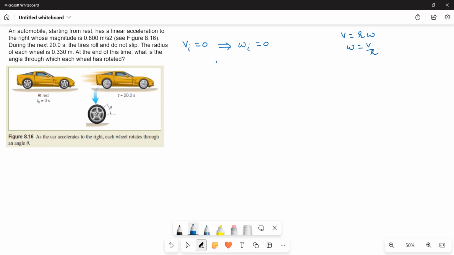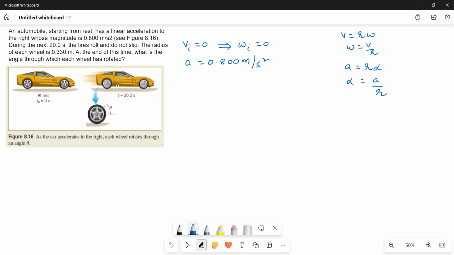The automobile has a linear acceleration to the right whose magnitude is 0.8 meters per second squared. So linear acceleration a is given as 0.8 meters per second squared. We know the relationship between the linear acceleration and angular acceleration: a is equal to R alpha. Therefore, alpha is equal to a by R.